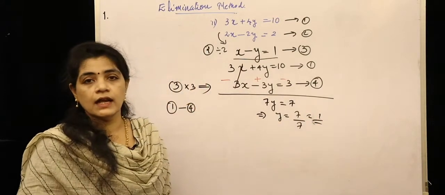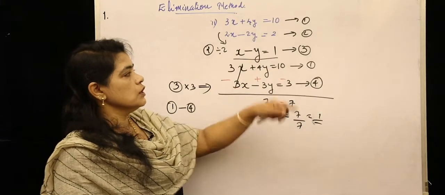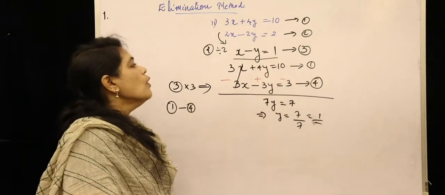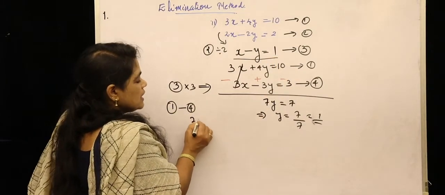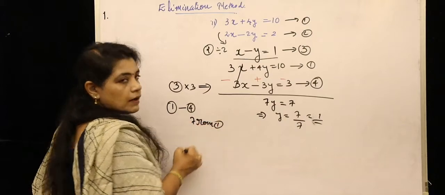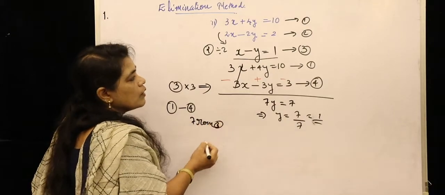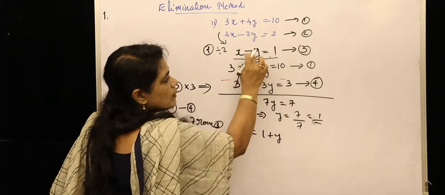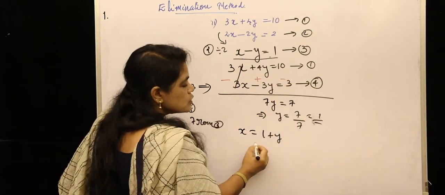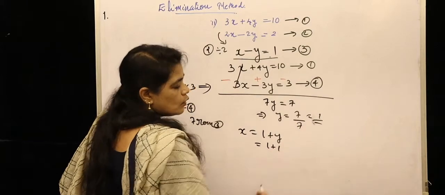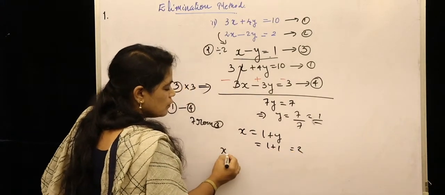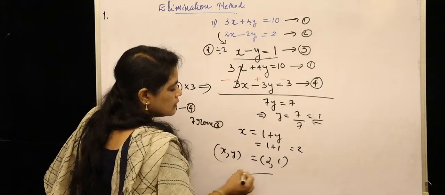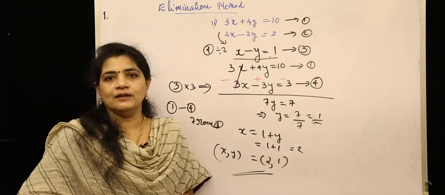Then how do we get the value of x? By substituting into one of the equations. I think it would be better to substitute in the third equation. We are substituting from 3, any one of the equations, it doesn't matter. From 3, here children, x will be 1 plus y, minus y becomes plus y. So 1 plus 1, the value of y, here is 2. So we now have x equal to 2 and y equal to 1. These are the values of x and y.